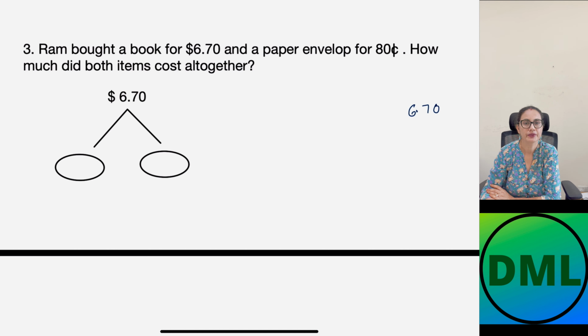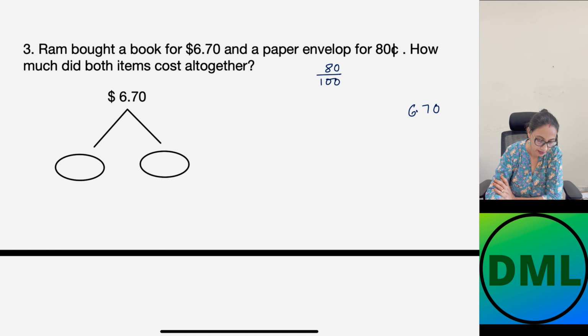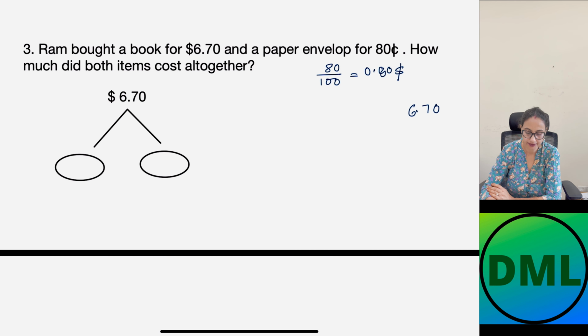There is no decimal. So 80 cents should be converted into dollars first. You are going from a smaller unit to a bigger unit. That means I have to divide it by 100. This will show you 80 divided by 100. After two digits, I have to put the point. So this is my first digit. This is my second digit. And I have to put the point after that. My answer will be $0.80. Let's add it here now.